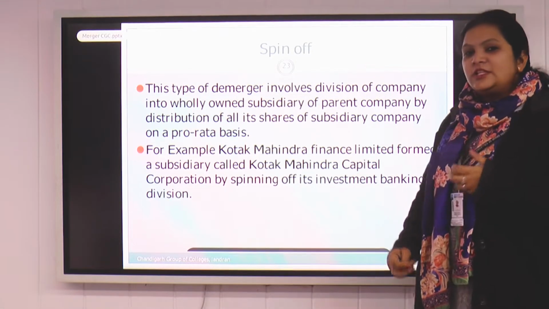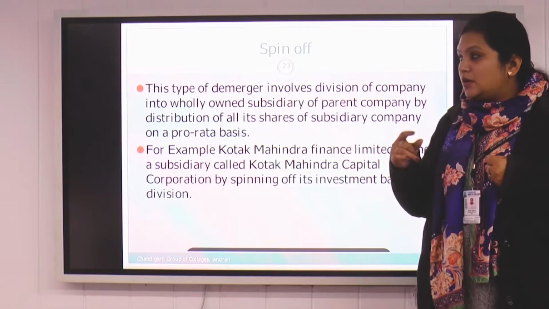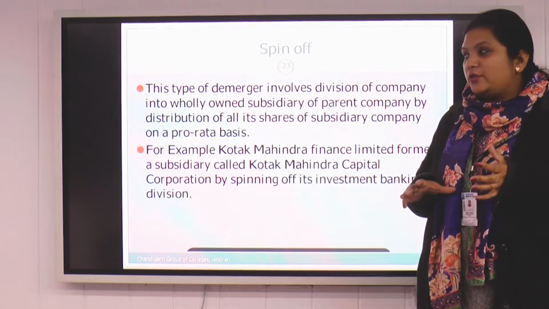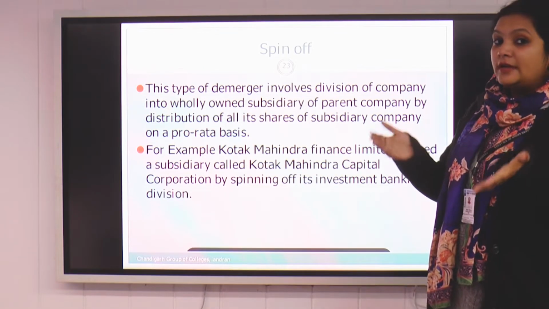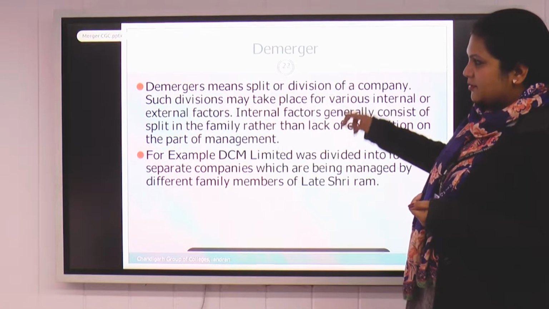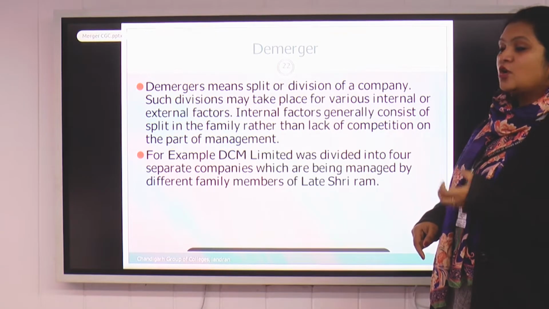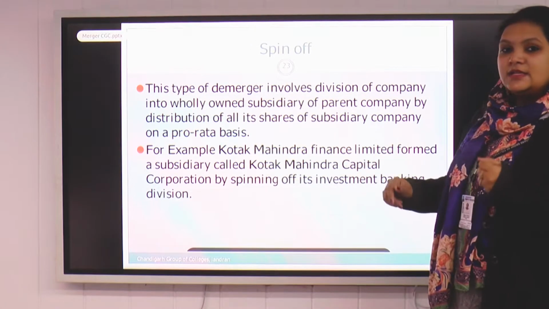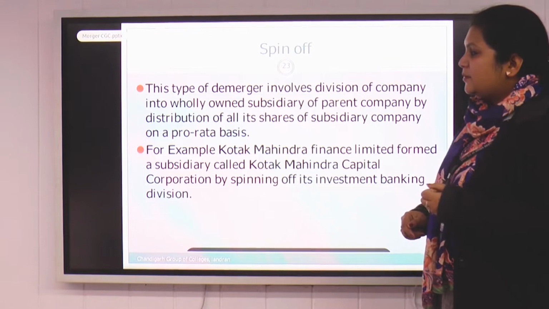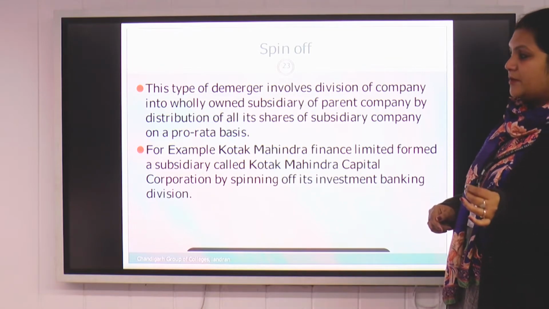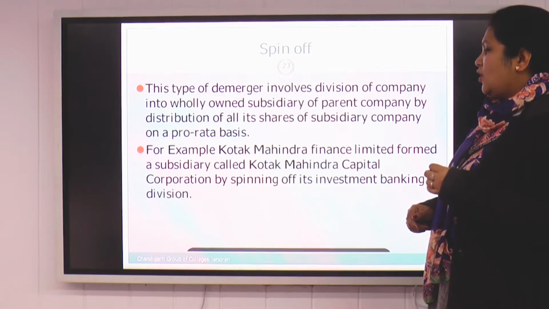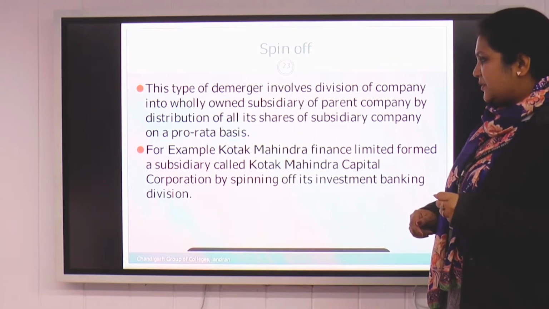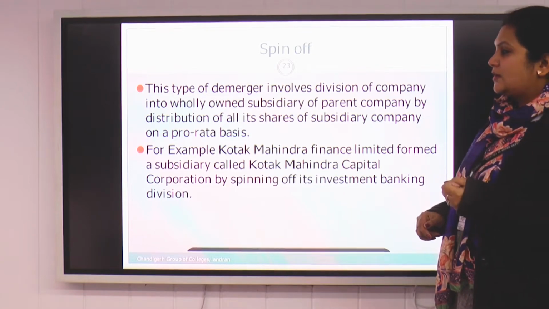Then another terminology that relates to mergers and acquisitions. Mergers and acquisitions were an expansion type of corporate restructuring. And then we talk about contraction. The earlier terminology, demerger, was also a contraction, a corporate restructuring. Then is spin-off. This kind of demerger involves division of a company into a wholly owned subsidiary of the parent company by distribution of all its shares of the subsidiary company on a pro rata basis.